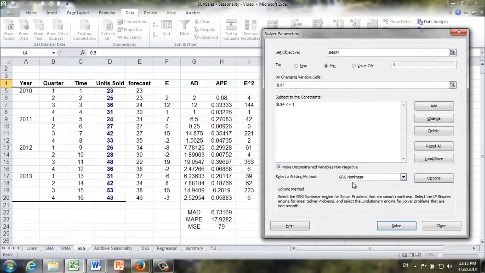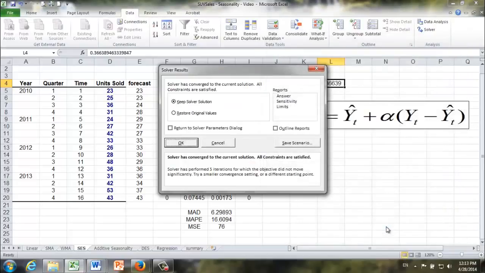Once again, we're going to choose the GRG Nonlinear method because MSE is mean squared errors. We have a square term over here, so we have to use a nonlinear method. That's it. Let's go ahead and solve it.